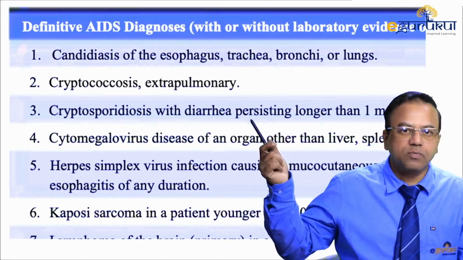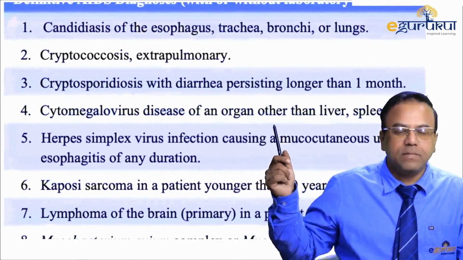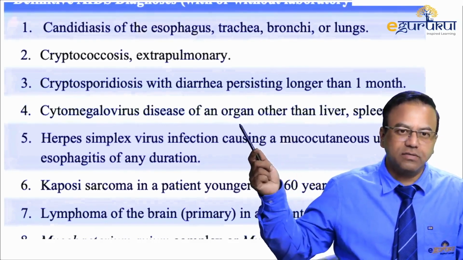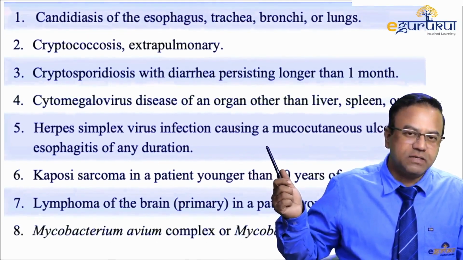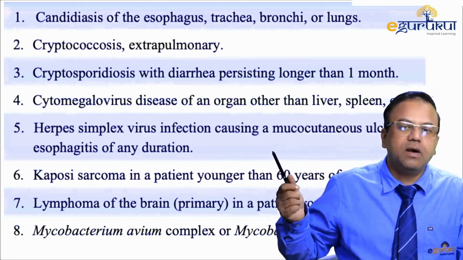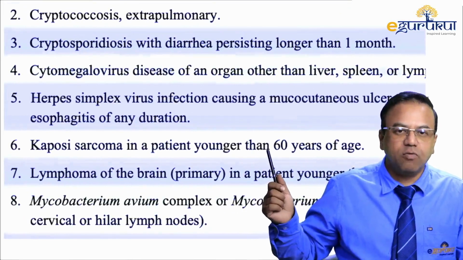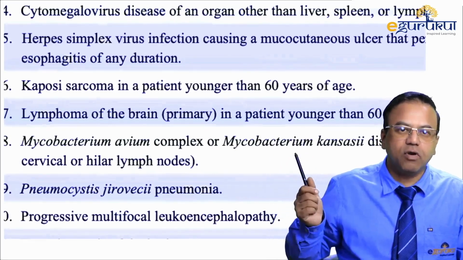Same way, cryptosporidiosis diarrhea doesn't occur in immunocompetent people. CMV infection involving the retina or the esophagus or other organs is suggestive of an immunocompromised state. Herpes simplex infections lasting for more than a month, causing ulceration, or esophagitis of any duration. Kaposi sarcoma below 60, and primary lymphoma of the brain we talk about.